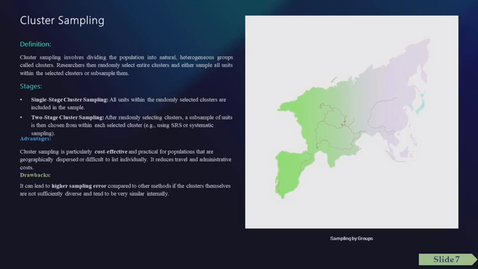Advantages of cluster sampling include cost-effective for dispersed population, reducing travel, no full individual list needed. Drawbacks include higher sampling errors if clusters are too similar internally. The map illustration shows a continent-like shape with green highlighted regions, labeled sampling by groups. It visualizes clusters as geographic areas, like sampling whole neighborhoods instead of individuals.